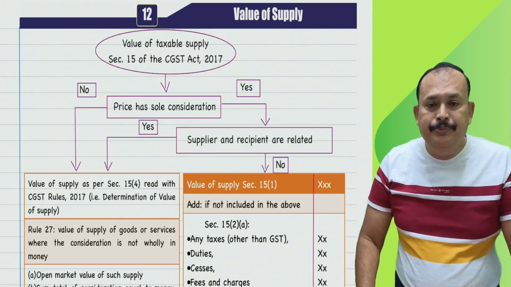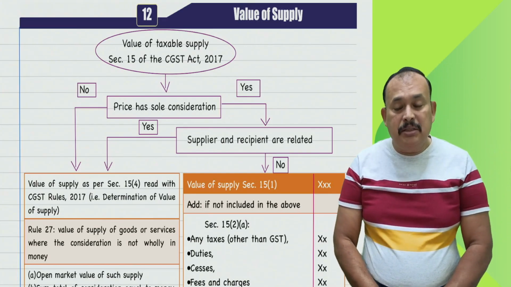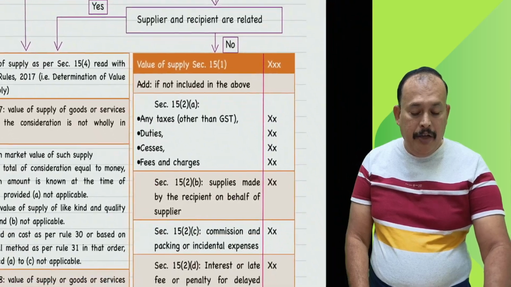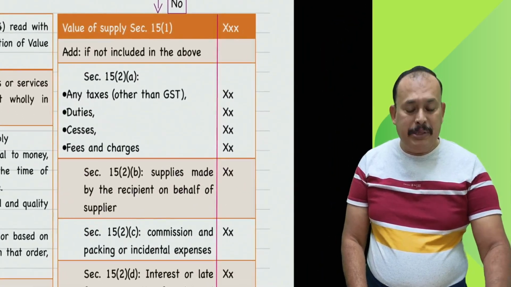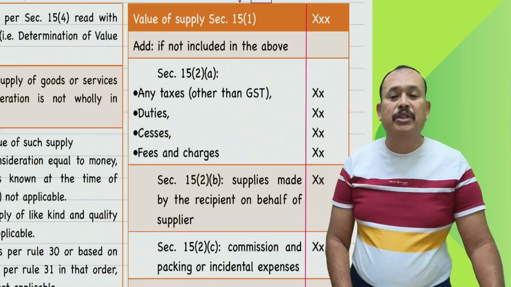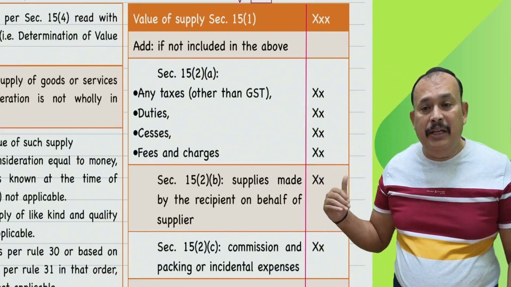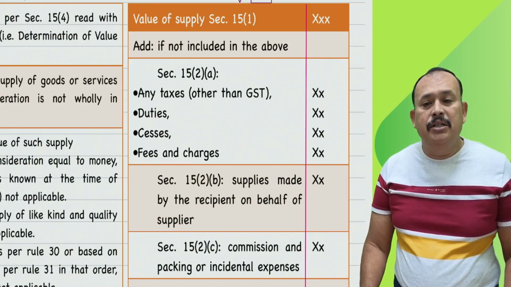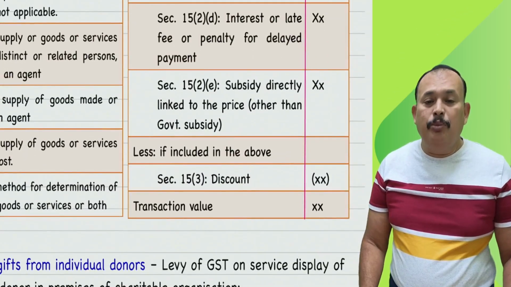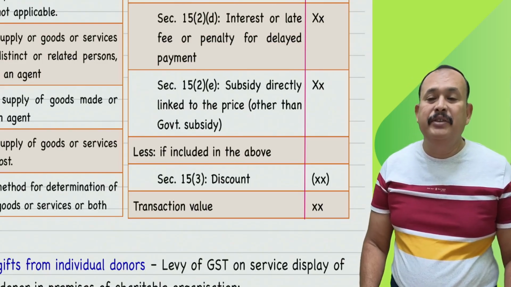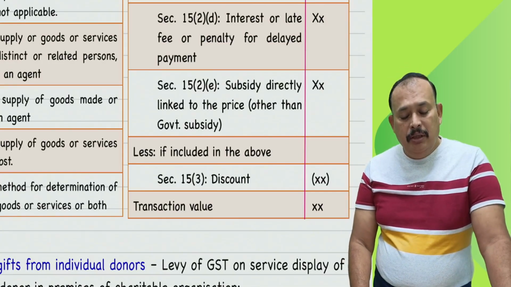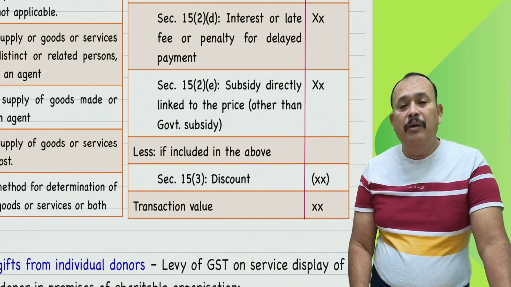Now I am referring to the value of supply for supply of goods, supply of services or both. In the given case, take the value of supply from the books of accounts and add the following if not added: section 15, subsection 2, clause A to clause E, followed by section 15, subsection 3 with regard to a discount which is allowed as a reduction from the value of supply.